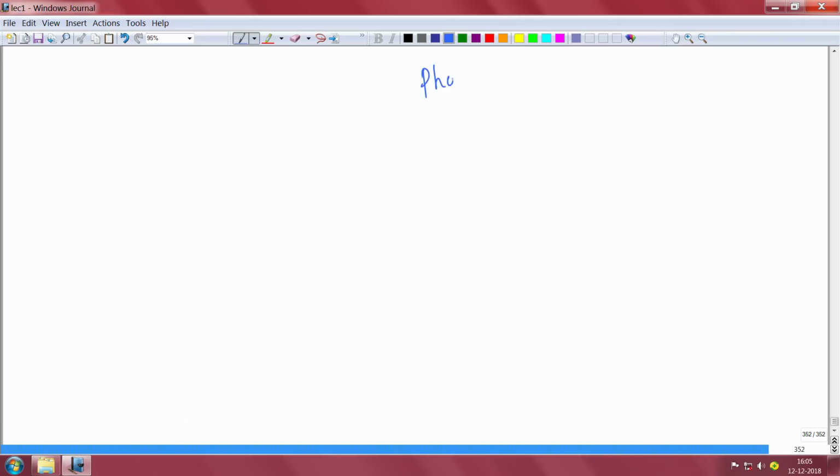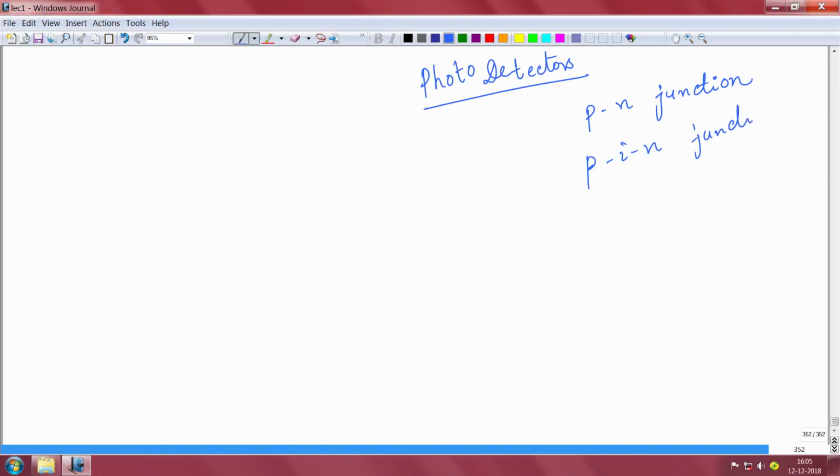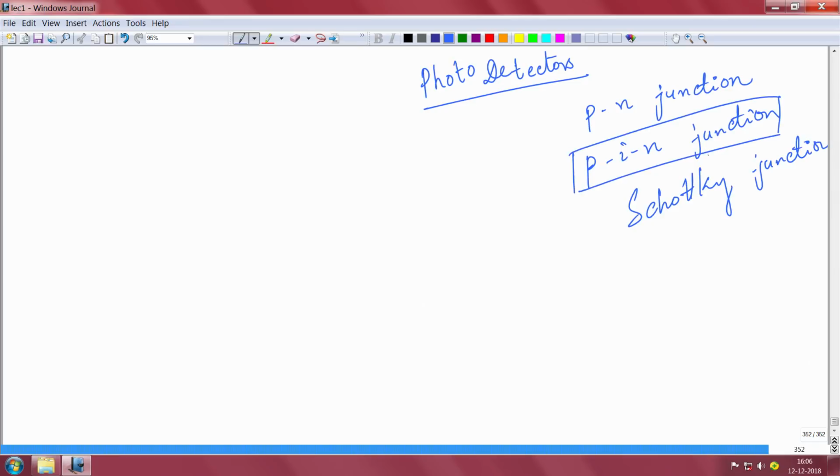What is remaining now is photodetectors based on junctions. When I say junctions, it can be PN junctions. There is a variation of the PN junction called the PIN junction or PIN photodiode, and then there is Schottky also. A Schottky junction can also be used as a photodetector. I'm talking about the primary ones. A PIN is actually a PN junction where there is an intrinsic layer between P and N. I'll tell you about that.